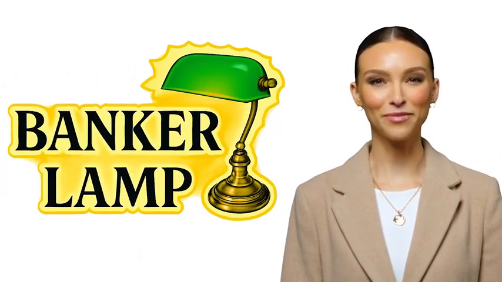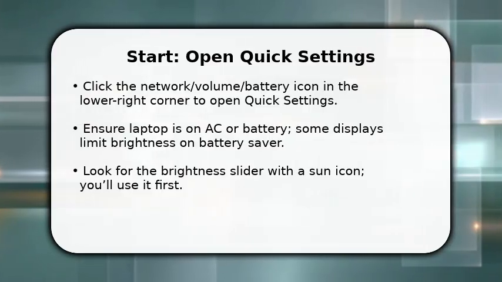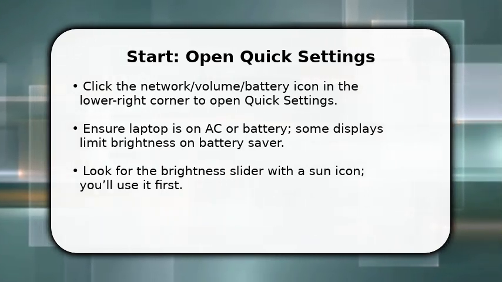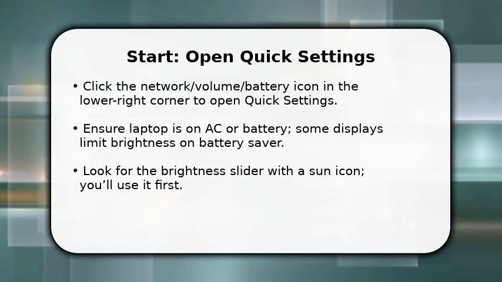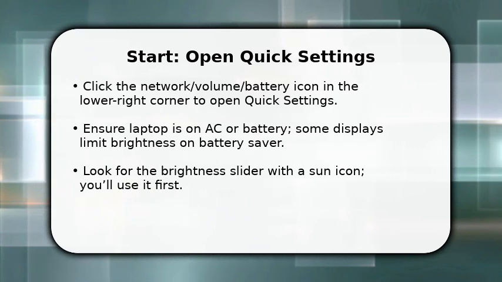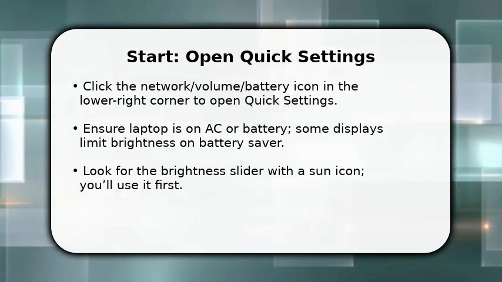Please enjoy the video. You begin by opening Quick Settings because it's the fastest path. Click the network, volume, or battery icon on the taskbar, and Quick Settings appears. Once done, locate the brightness slider marked with a sun icon and drag it to adjust immediately.